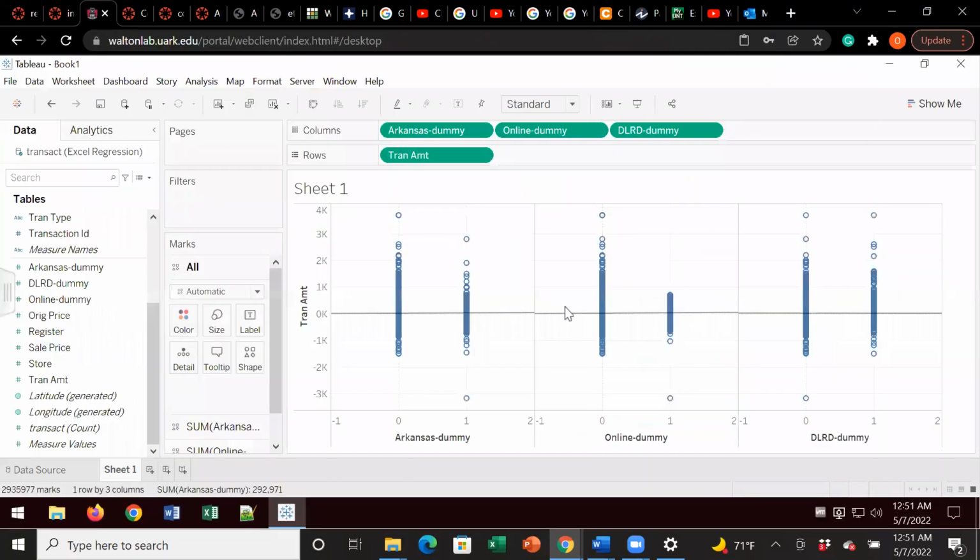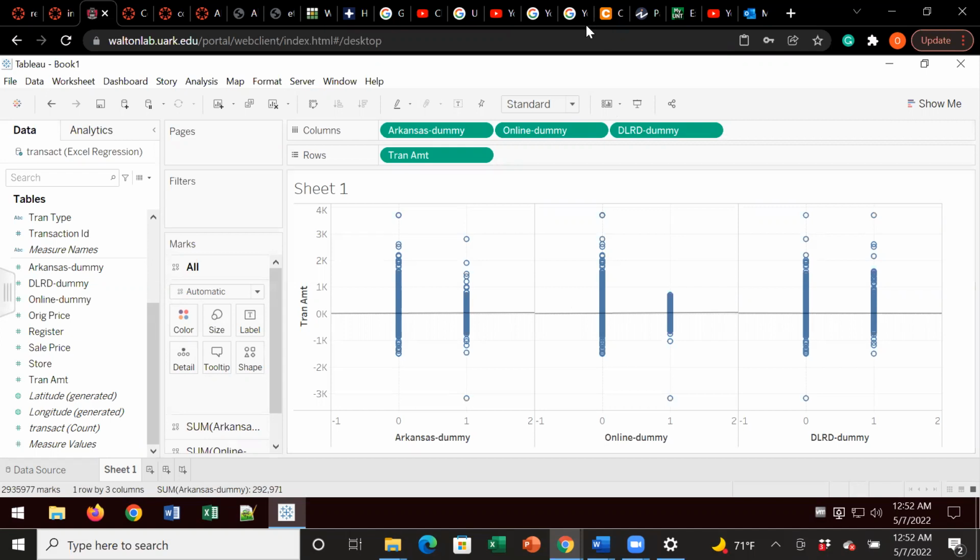All right, so we have all three set up. The only thing is we can't combine these results, or for example, just take into consideration inside the regression the Arkansas dummy and the online dummy, and not the Dillard's dummy, or just a different combination of two variables, whether it be online dummy and Dillard's dummy, or Arkansas dummy and online dummy. So that's just one thing that's, I guess, a con of Tableau.